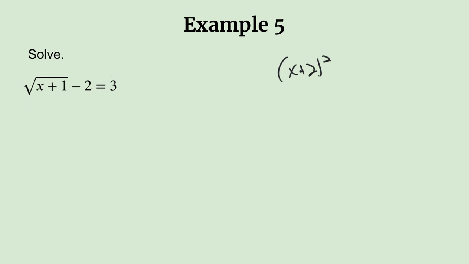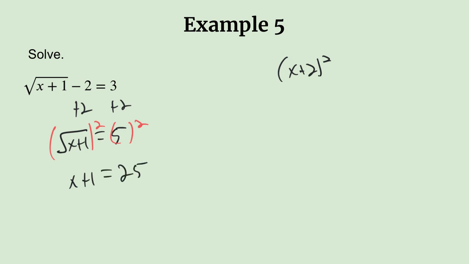I wish it was that easy. So we'll add 2 to both sides. So we get square root of x plus 1 equals 5, and then you square both sides. X plus 1 equals 25. Subtract 1. x equals 24.